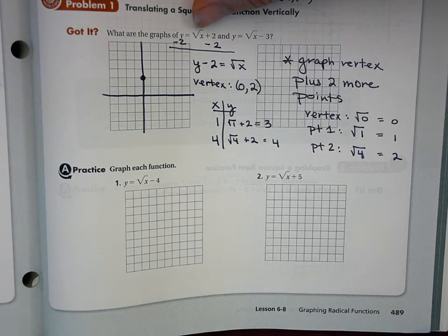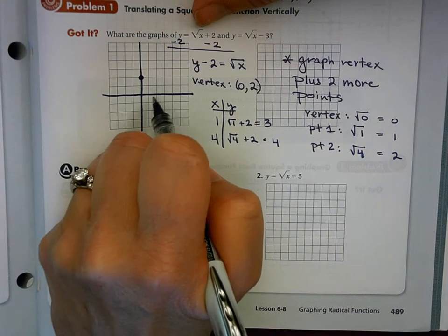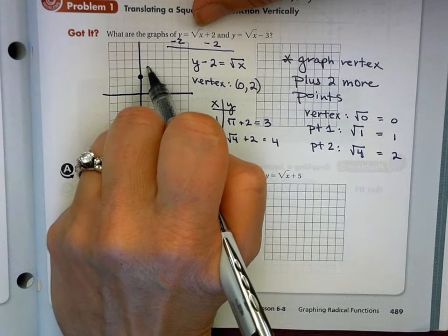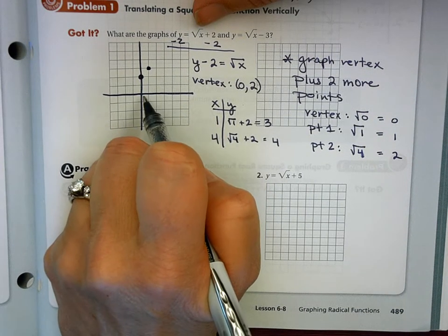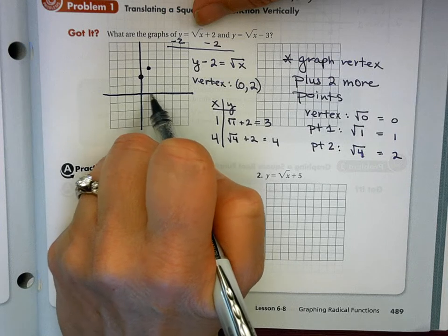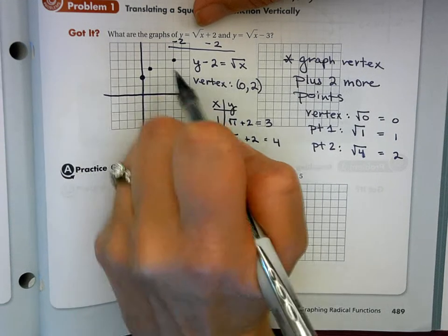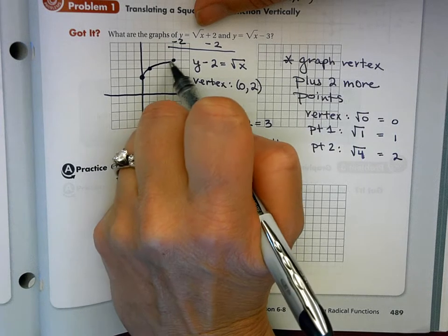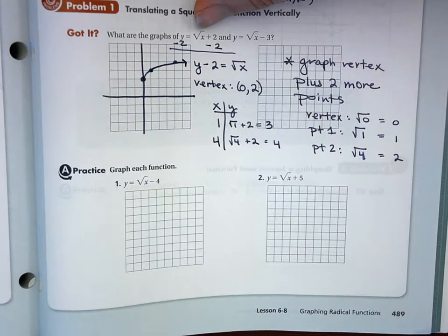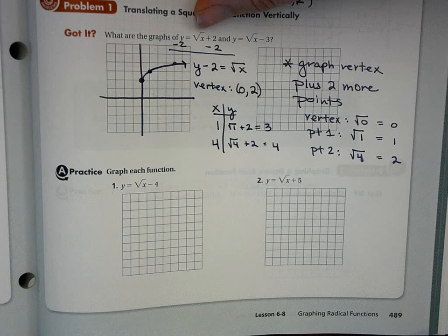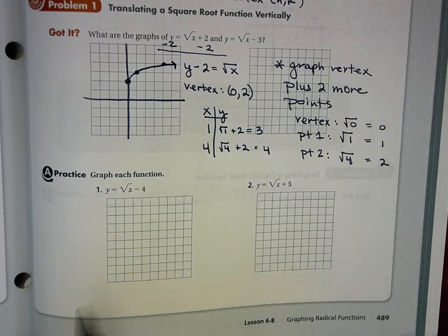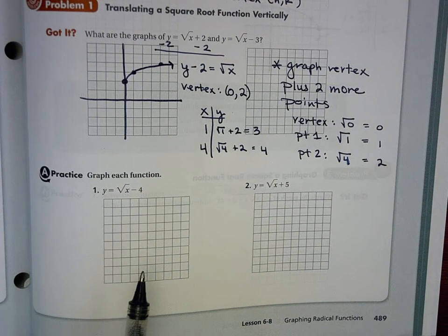Now I'm going to plot those points. I'm going to go over 1, up 3, and then over 4, up 4. And there we go, there's my graph. All right, I want you guys to do number 1 right now. You guys do number 1 for me.